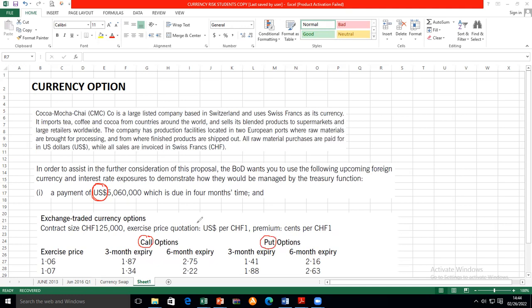The option that we have is either to buy or sell CHF. These options entitle you to buy or sell CHF. So what do you want to do with CHF yourself in 4 months' time? Sell. So we want the right to sell. And that's what we call a put option.